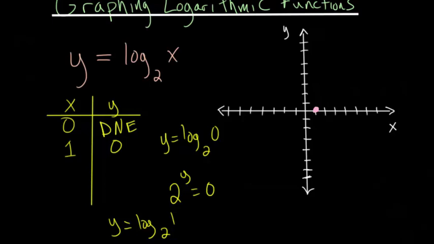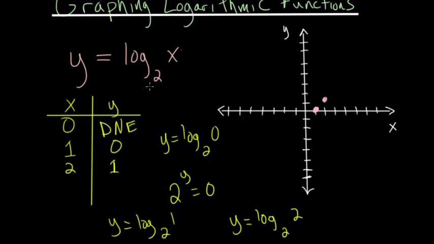So we know this graph crosses at the point 1, 0, so that's this right here. And now we're going to plot some other points. So let's try 2 for x. Then we have y is equal to log base 2 of 2. So 2 to what power gives you 2, and that would be a value of 1. So we also have the point 2, 1, so right there.